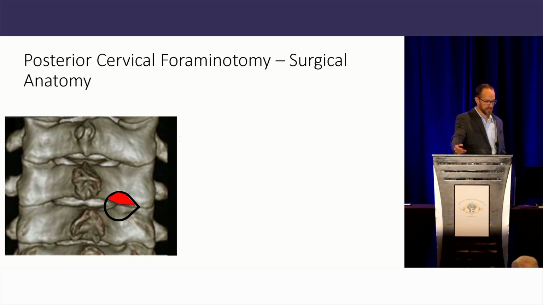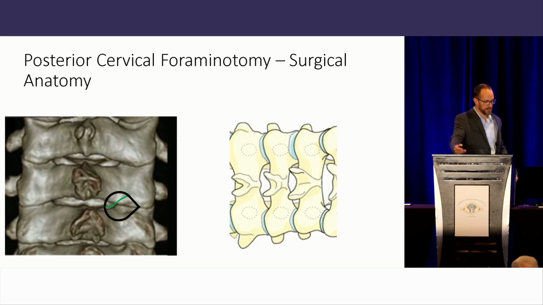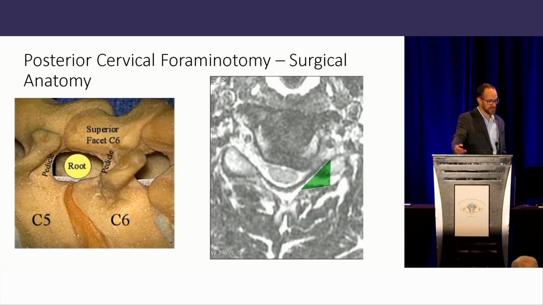The first thing you do is resect this inferior portion of the inferior facet of the level above. You should be looking at this point. This is the contour of the superior articular facet that you'd be looking at once that bone is removed. You burr that away, being careful to avoid the pedicles.